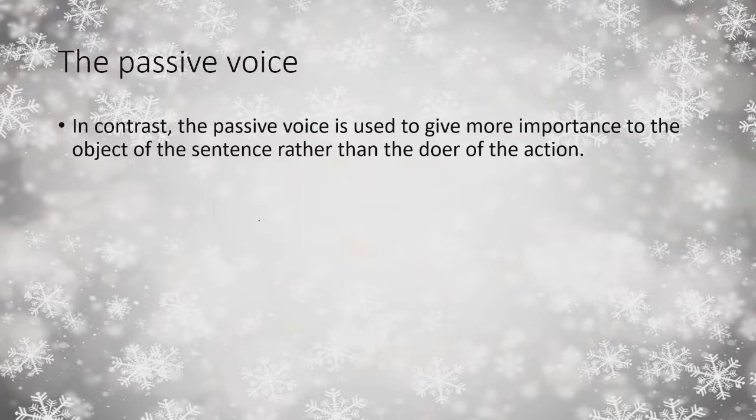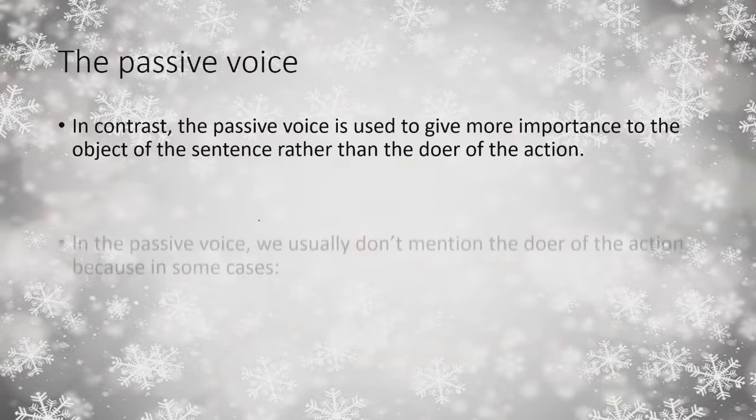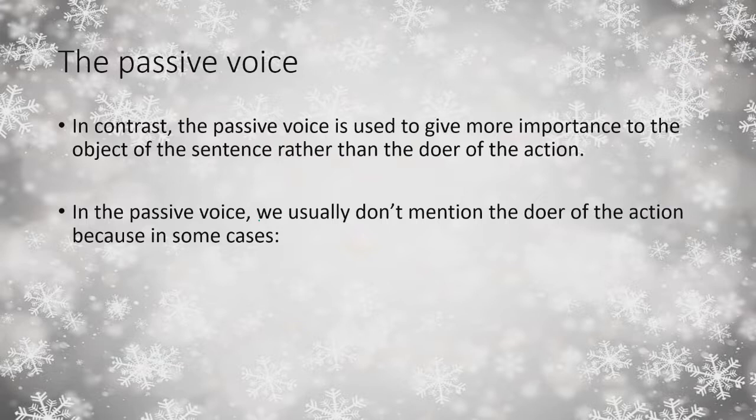Now by contrast, or in contrast, the passive voice is used to give more importance to the object of the sentence rather than the doer of the action. عقلوا مزيان على أنه في الactive voice كنبغيو نعطيو أهمية كبيرة to the doer. We give more importance to the doer. But in the passive voice, no. We give in the passive voice more importance to the object of the sentence rather than the doer of the action. يعني كنعطيو أهمية للأوبجيكت ماشي للسبجيكت ماشي للدور يعني الفاعل اللي قام بالفعل.